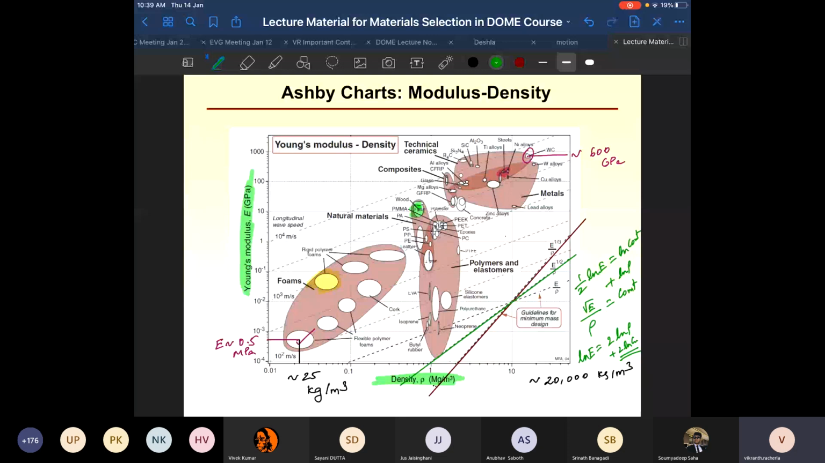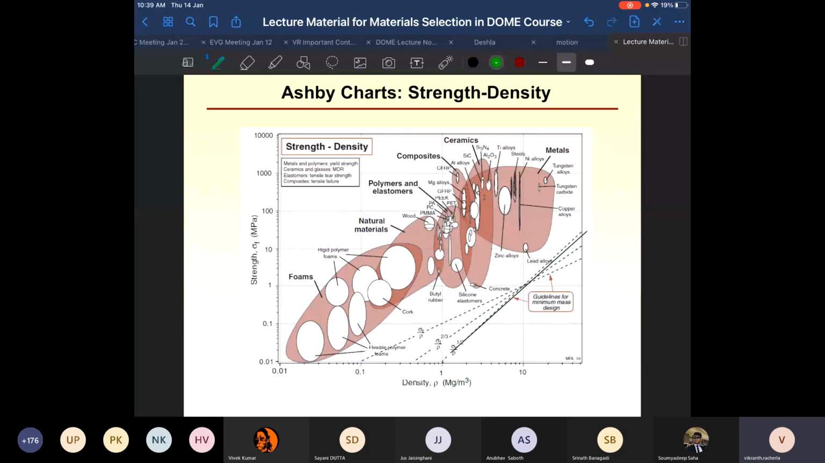All right. Okay, I got that. Yes, sir. All right. Next, let us move on to this strength versus density.